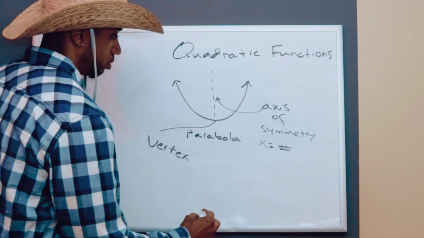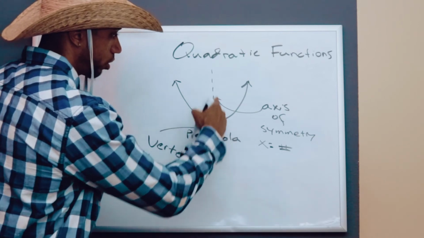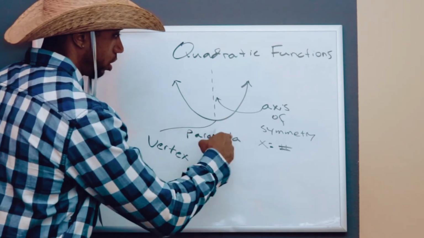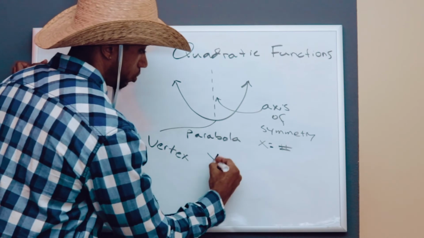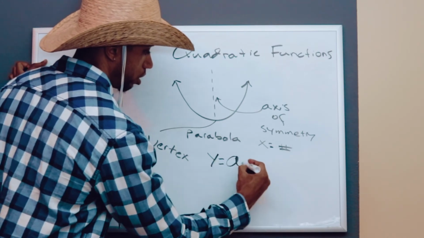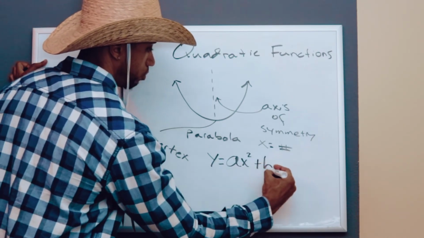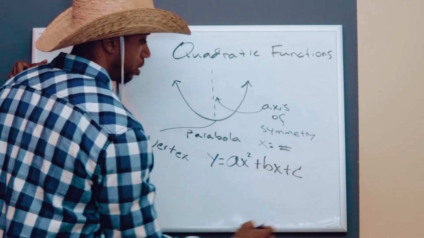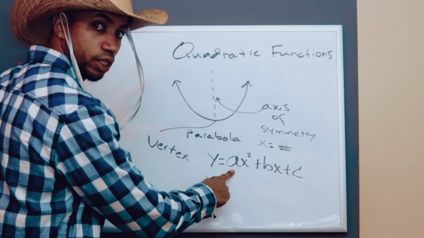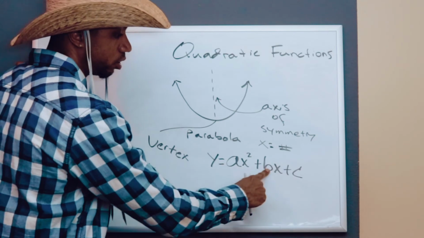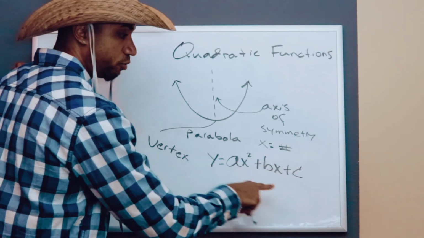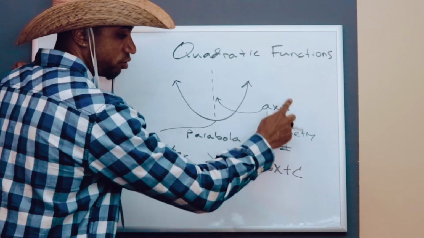Okay, now you've got your vertex, your axis of symmetry. The name is called a parabola. The equation is written as ax squared plus bx plus c. This number tells you if it opens up or down and how wide or narrow it is. This one gives you horizontal change back and forth, and this one is your y-intercept, which shifts it up and down.